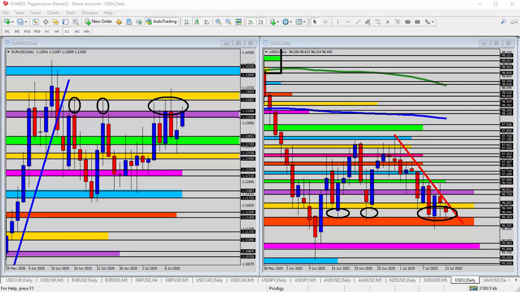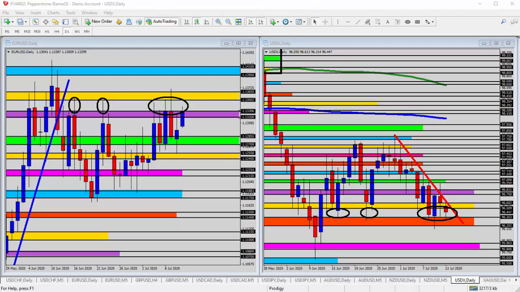Today, taking a look at the EURUSD, the Euro versus the US dollar for today's trade analysis. We have two different charts here on the screen. Left-hand side is the Euro dollar, and the right-hand side is US Dollar Index. Similar in look to them, except it's a mirror image.